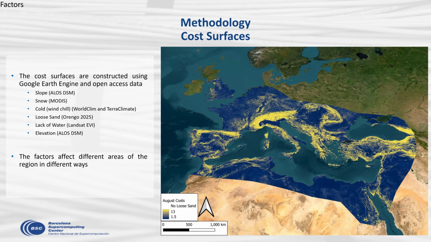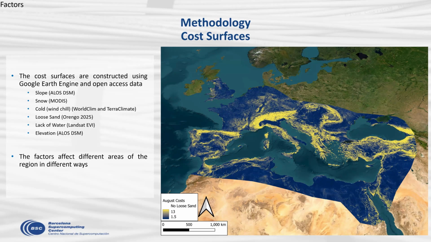So we construct these cost surfaces in Google Earth Engine, and all the data is open access. Anyone who can get a Google account can make these cost surfaces. The resolution is based on the DEM, the elevation model, which is from this source here, and I think it's 30-meter resolution, the highest resolution. Most of the examples I'll be using here are 100-meter, or 93, I think it is.